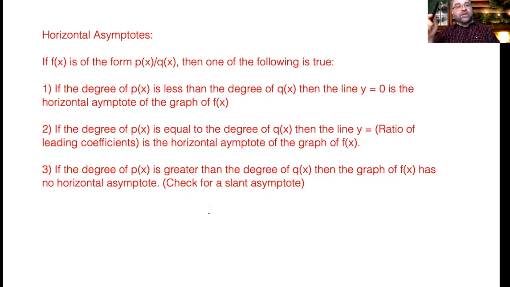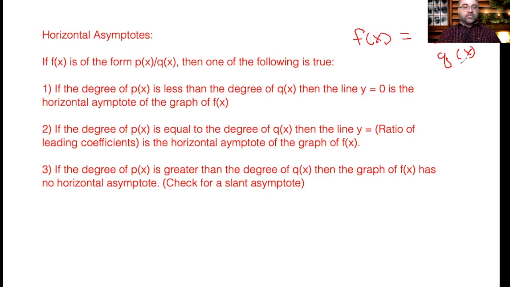If you have your function f of x and it's of the form p of x over q of x. I didn't write it out there because it's hard to type math on this lame keyboard that they give me in Zoom. So basically p of x over q of x. So it looks like this. Look at the degree of the functions, right? Look at the degree of p of x, look at the degree of q of x. If the degree of p of x is less than the degree of q of x, then that's easy. y equals 0, the x-axis, is going to be the horizontal asymptote for the graph of f of x.